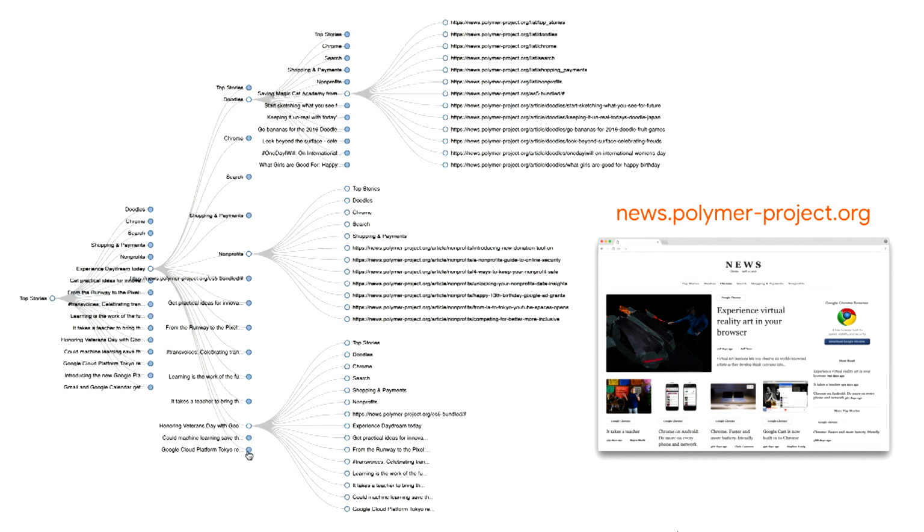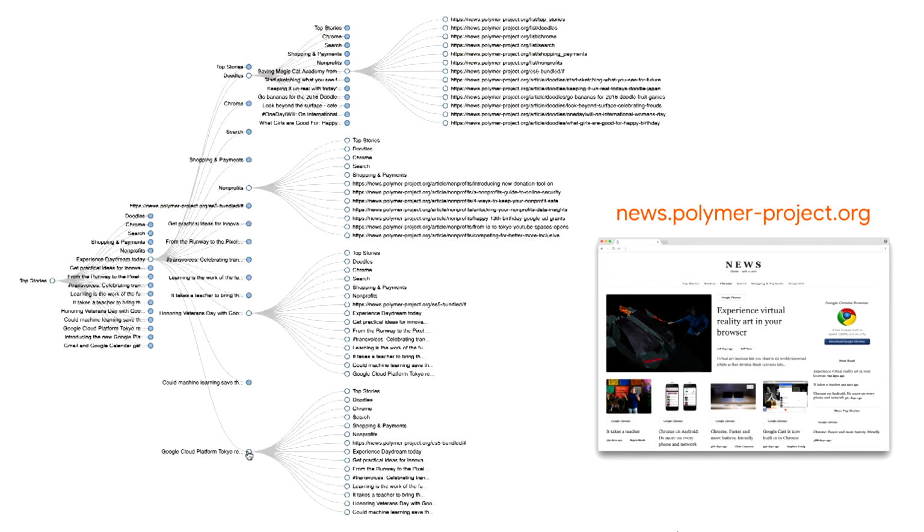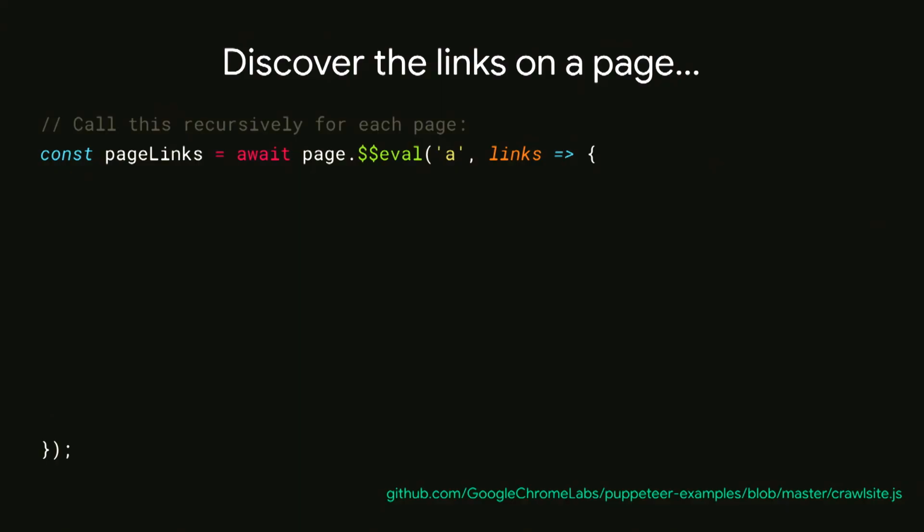See the navigation structure or something. But that's what I did here. I basically wrote a Puppeteer script that crawls this Polymer news site, which is a single-page application built using Polymer and web components, and then use D3 to visualize all the different URLs and all the different pages within that single-page application. This is actually pretty easy to do.